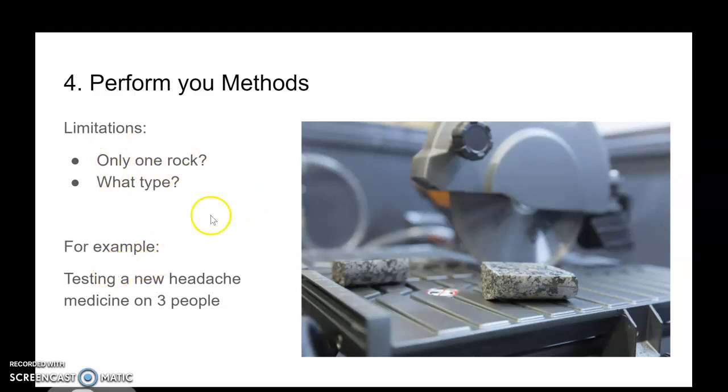Same thing with the FDA, who are very meticulous when they're coming out with new medicines. A very common example: you're testing a new headache medicine and you only test it on 3 people. And if it passes those 3 people, then you disseminate it throughout the whole United States, right? That's not a very confident number. Sample size is something you're going to want to take into consideration, to make sure your methods are giving you as much data as possible in order to get the most accurate picture possible.